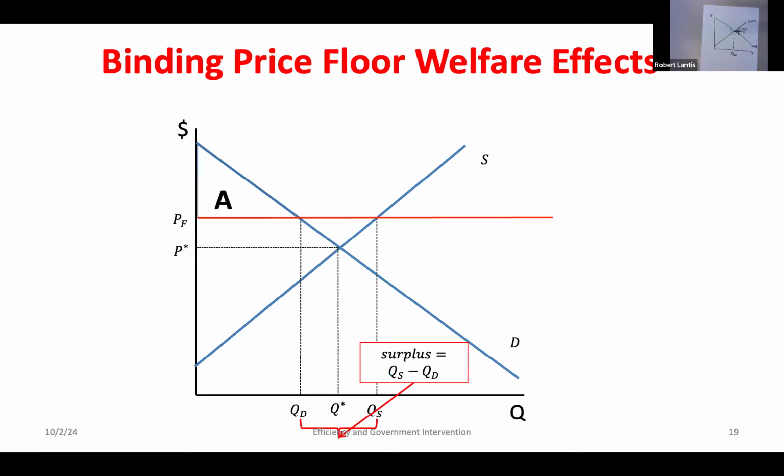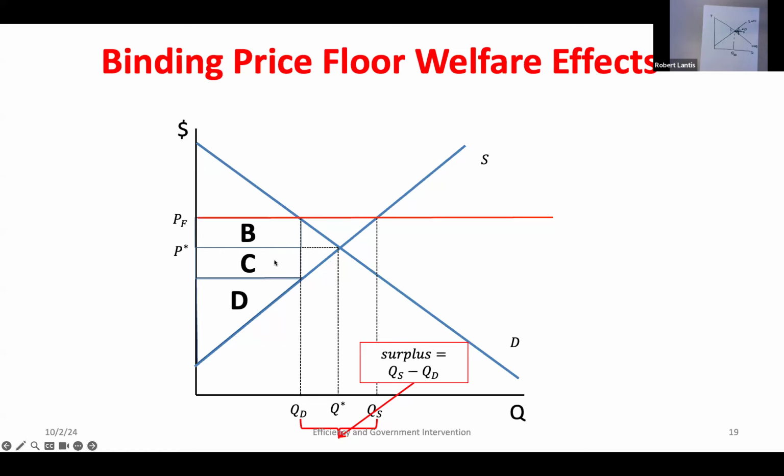So price ceilings, thinking about the price ceiling was preventing the price from going higher. Well, that's going to be a good thing for consumers, but a bad thing for producers. A price floor prevents the price from going any lower. It keeps it artificially high. So that's going to be a bad thing for consumers, but a good thing for producers. So where will producer surplus be? Well, it's going to be the difference between their benefits, which is the price they can now charge for this good, and their marginal cost represented by the supply curve.